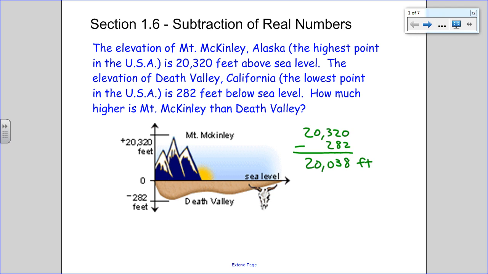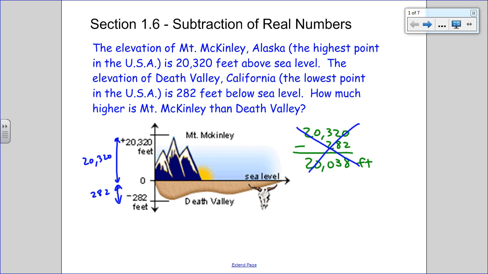This is an unreasonable answer because, as we can see from the picture, Mount McKinley is 20,320 feet simply from sea level, simply from zero. And then to reach Death Valley, we have to actually go an additional 282 feet further from sea level. So an answer of 20,038 does not make sense because it's too small.